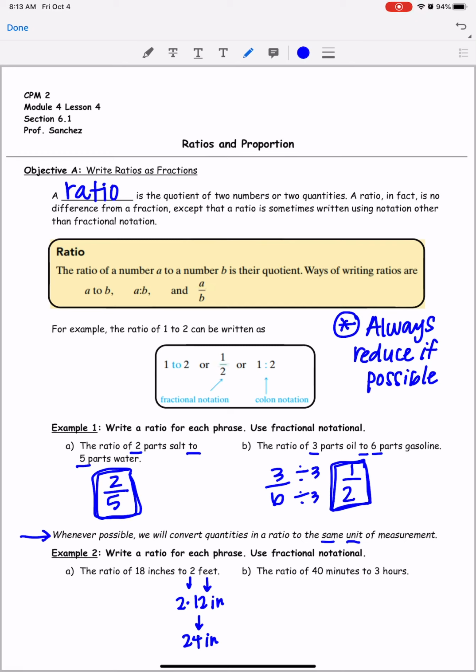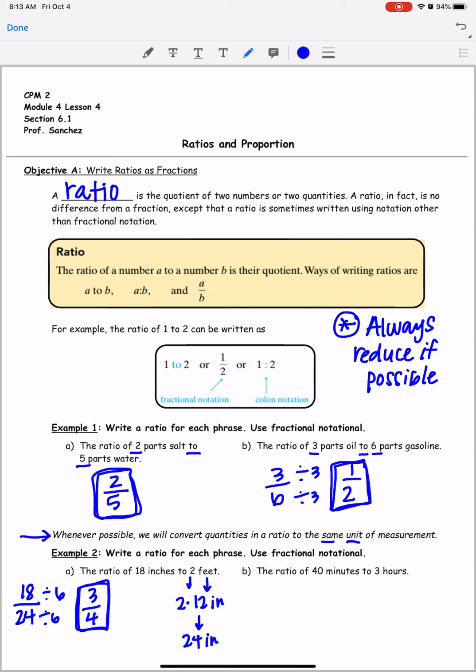So now write your ratio. We've got 18 inches to 2 feet, so 18 over our 2 feet, but our 2 feet equals 24 inches. So now I have inches over inches, which is what I want. I need the same unit. Reduce if possible, and we can reduce. So let's divide both of these by 6. And my final answer will be 3 over 4.